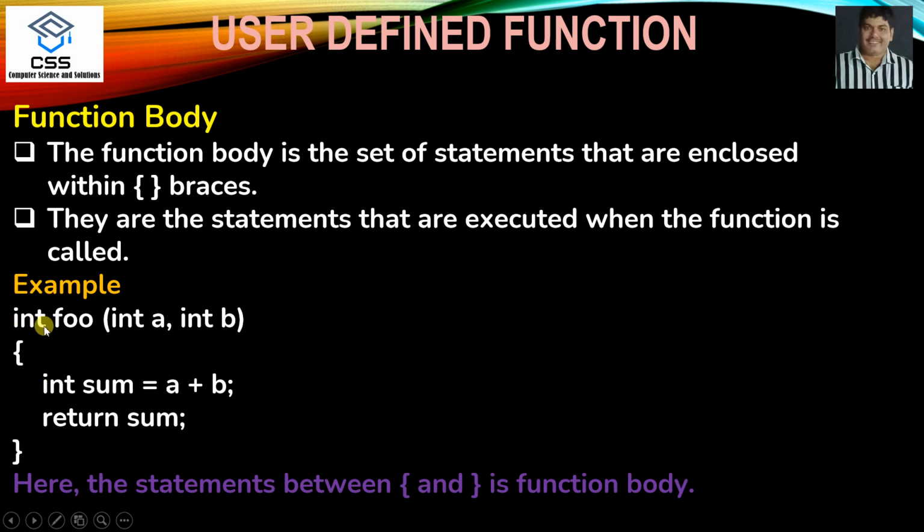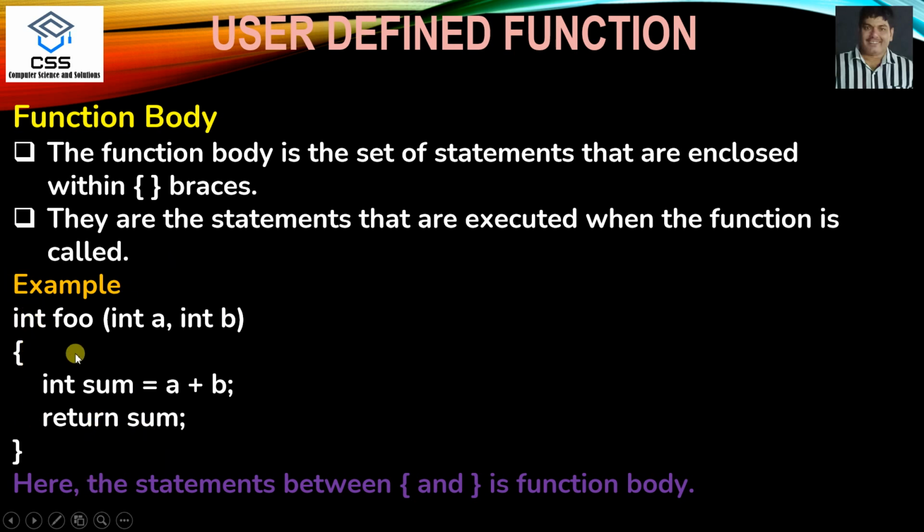Here int is the return type, foo is the name of the function. If two arguments are passed, two arguments will be received. Then the calculation is made: a plus b as the sum, and the value will be returned. Why is the value returned? Because the return type is int, and hence one integer value will be returned. Hence the return type is integer.